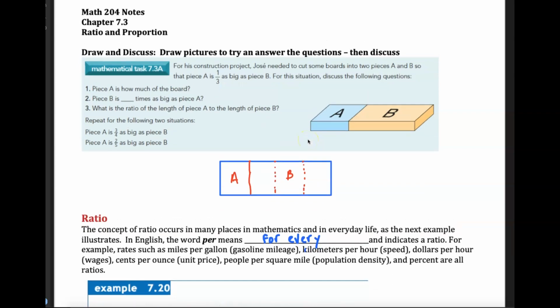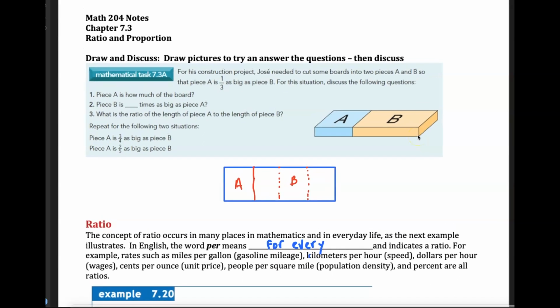We're going to look at ratios and proportion. Let's start by looking at the situation here where I ask you to draw a solution to this question. We have this board. Piece A is 1/3 as big as piece B, and so some questions here. Piece A is how much of the board?